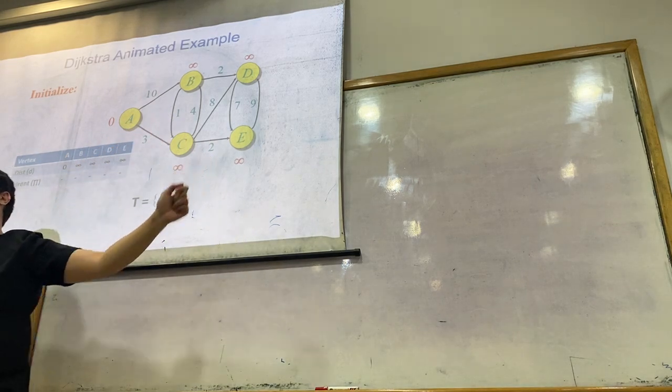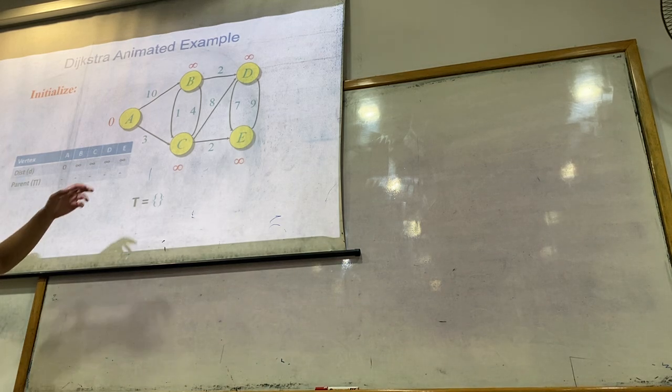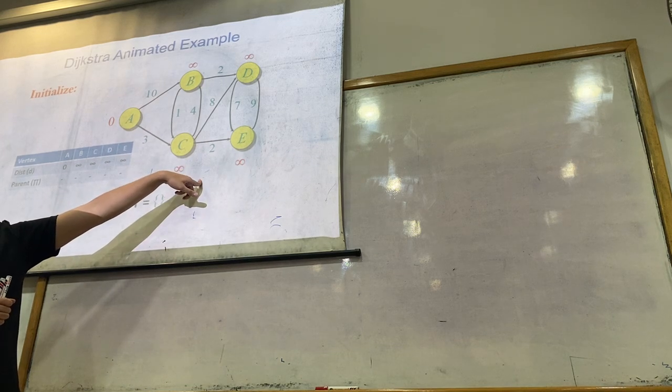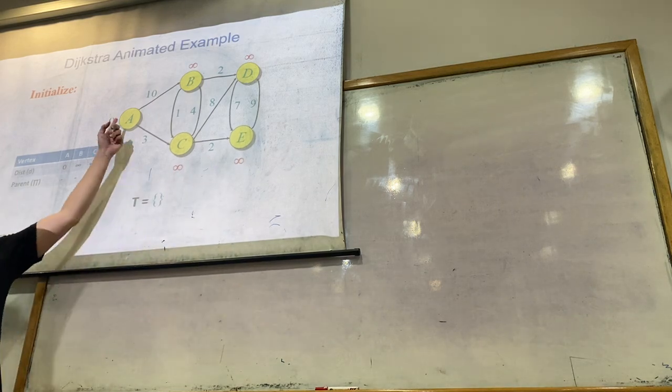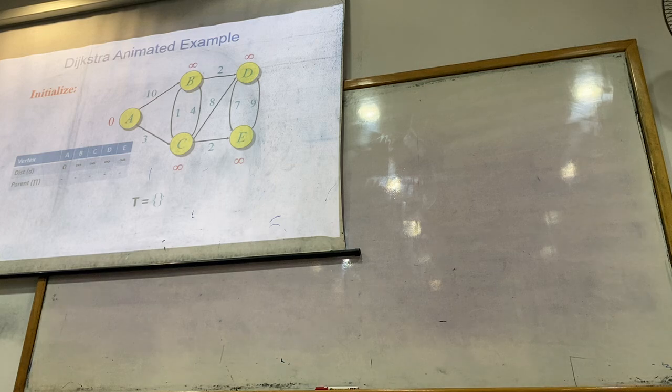B and C. That's right. Okay, B and C both have distance infinity, and I can go with this distance. I can go with 3 only. 0 plus 3 or infinity? 3. So I will update this C to have a value of 3, and the parent will be A. What about B? I will update it with 10, and the parent will also be A.